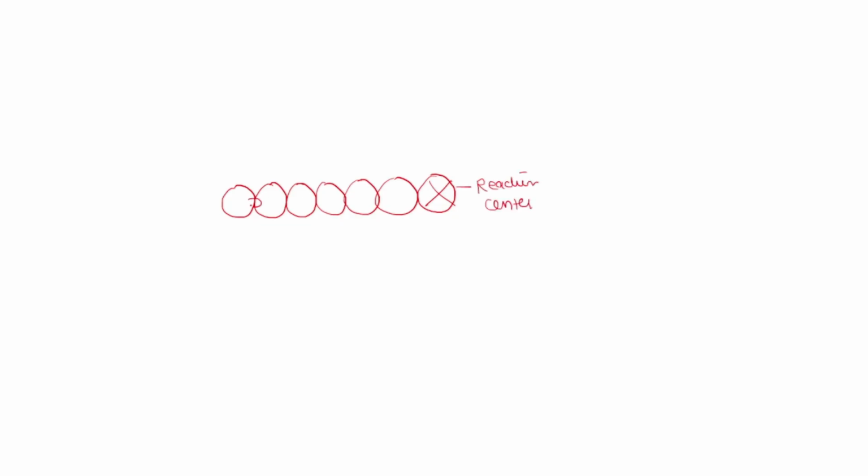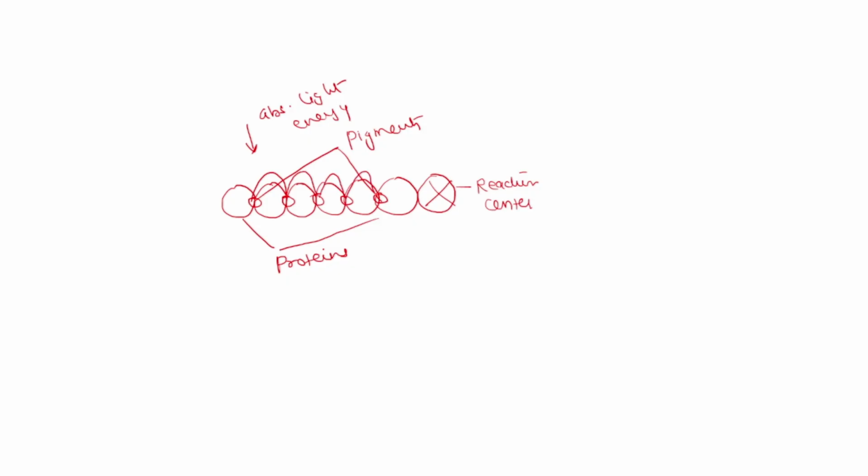In between these proteins are present light harvesting pigments. These are our proteins and these are pigments. Student, the pigments of the light harvesting complex are not randomly scattered, but they are precisely arranged and held by the proteins. This arrangement allows the absorbed light energy to move efficiently from one pigment molecule to the other until it reaches the reaction center.